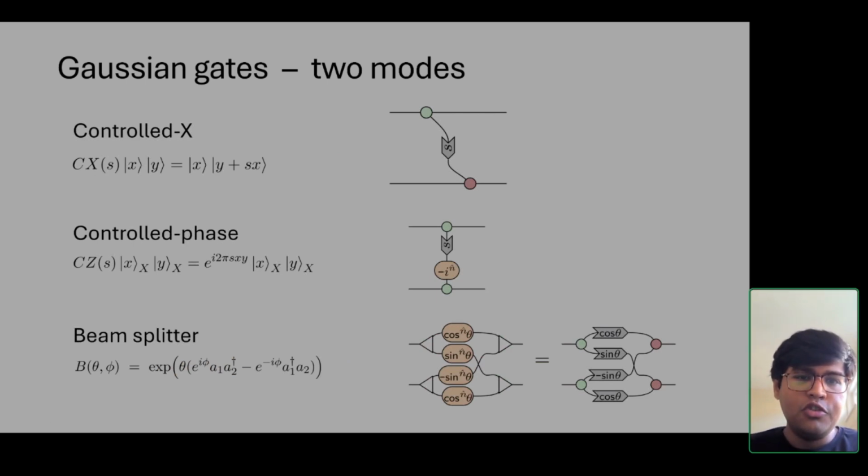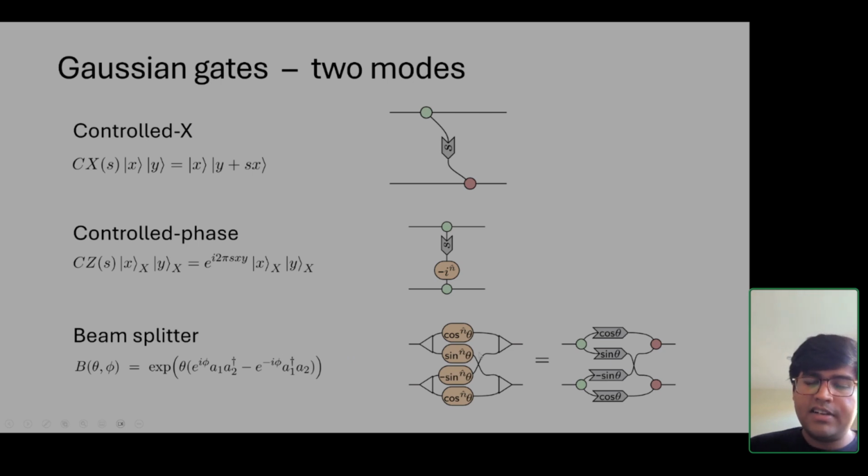Next, we can look at the two-mode gates. These are entangling gates, and these three are still Gaussian. First, we have the control naught, the C naught gate, and there's also an extra parameter that we can have, which is S. In the case where S is equal to 1, this would be closer to the QDIT C naught gate. There's also the control phase gate, and when again S is equal to 1, this is the usual control Z gate.